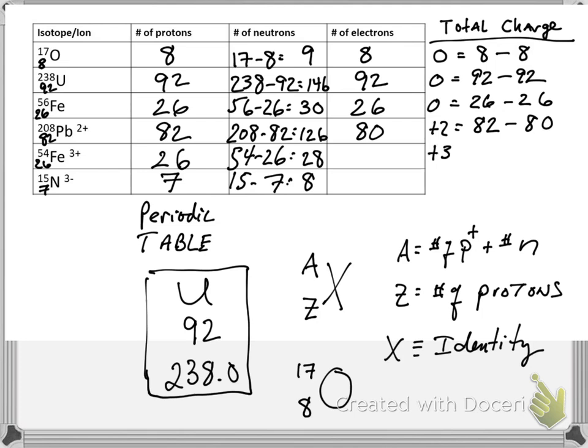For iron with a plus 3, we have 26 protons, and so we have 23 electrons. 23 electrons subtracted from 26 gives us plus 3. For nitrogen with minus 3, we have 7 protons, and here we would have 10 electrons. 7 minus 10 gives us a minus 3. So these are all of the types of calculations that you would be expected to be able to do.